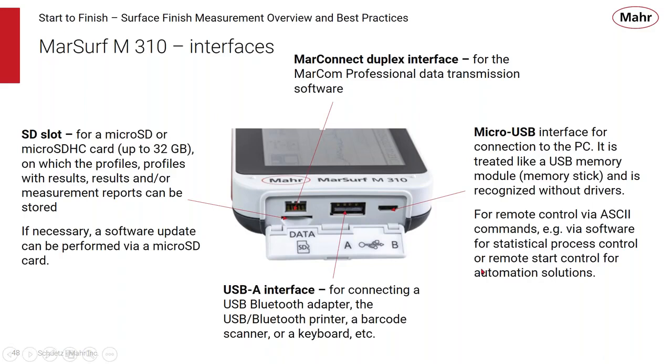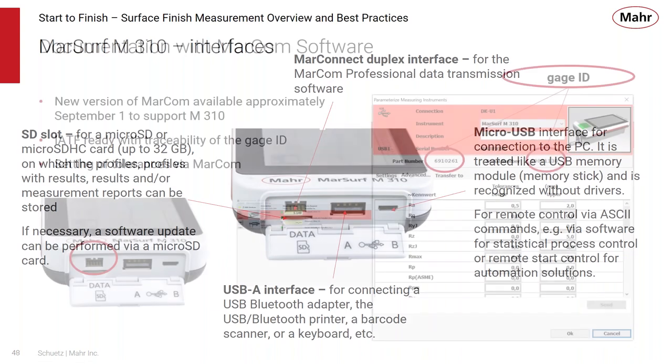And we also have the capability for a lot of remote control functions via ASCII commands. So if you want to build a surface finish device into a fixture gauge for helping the operator to align the part, or you want to put this into an automated process, the M310 has the interface capabilities to do that.